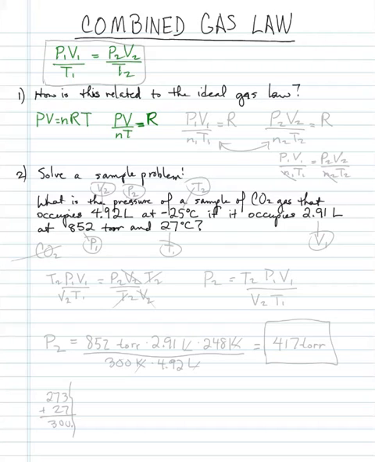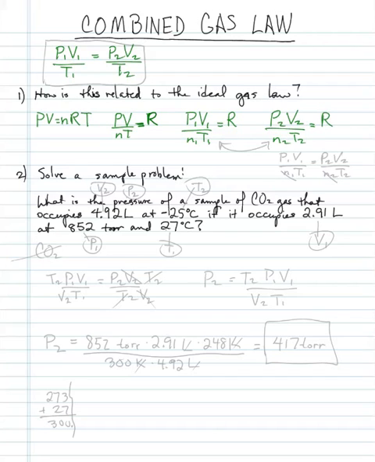equal R. So what I want to do is say my first set of conditions, where pressure times volume divided by number of moles and divided by the temperature, that set of conditions is going to equal R. And if I change all of these things, they still have to calculate to make R.